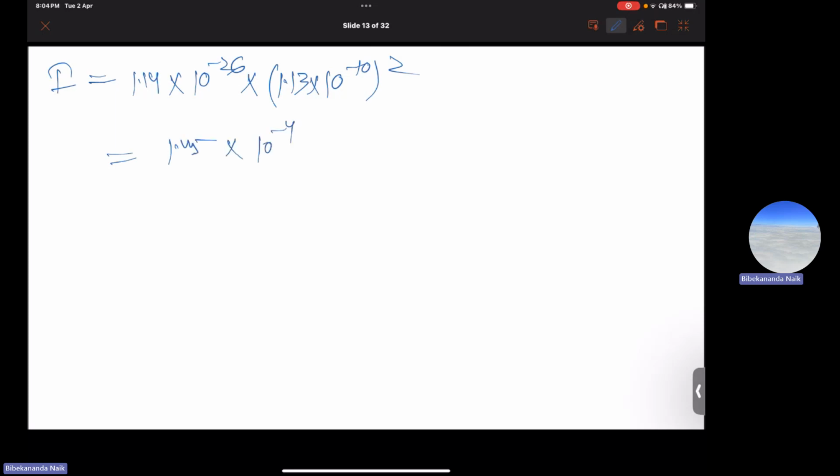So I became 1.14 into 10 to the power minus 26 into 1.13 into 10 to the power minus 10 square, which is 1.45 into 10 to the power minus 46 kg meter square.